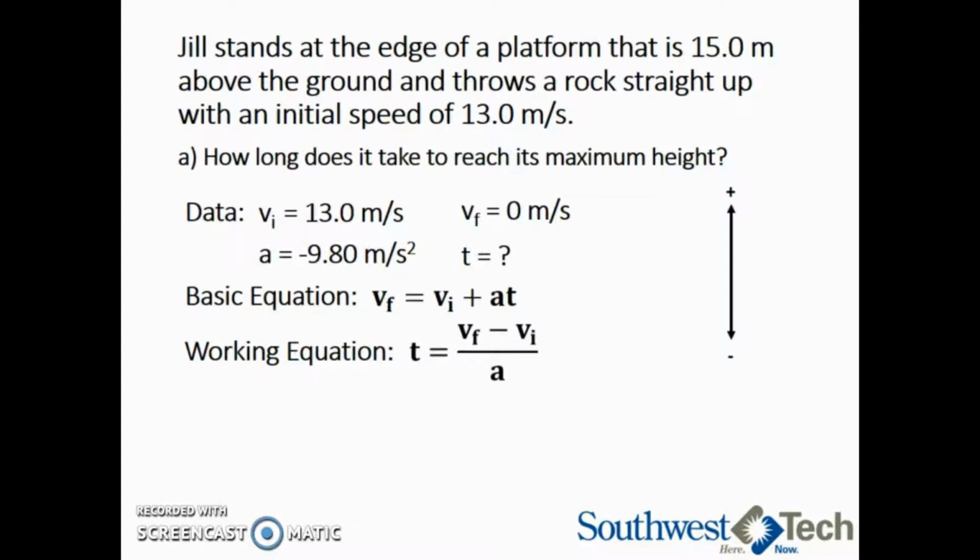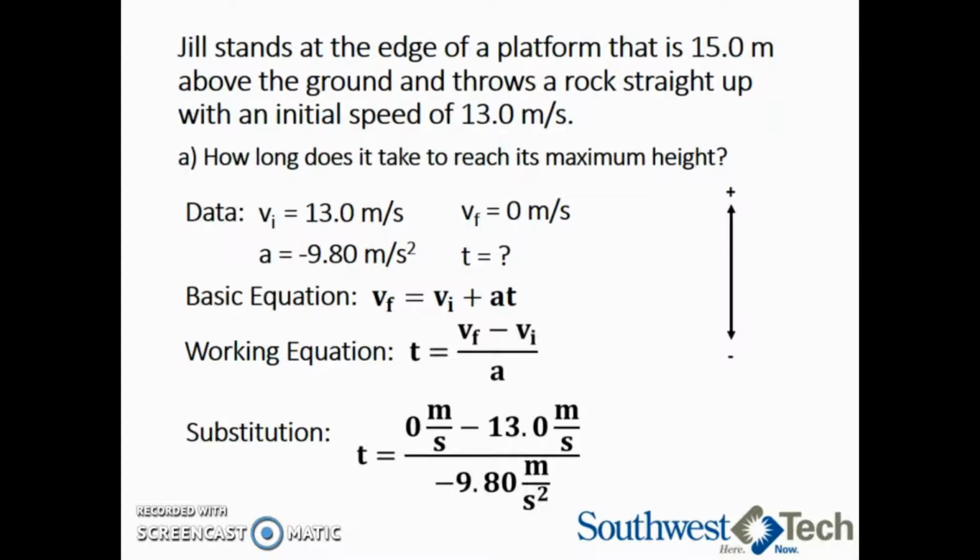Make sure you use parentheses around final velocity minus initial velocity, or hit the equals button on your calculator before you divide by the acceleration. Last, we can substitute 0 meters per second minus 13 meters per second divided by negative 9.8 meters per second squared. When we subtract and then divide, we should end up with a time of 1.33 seconds.